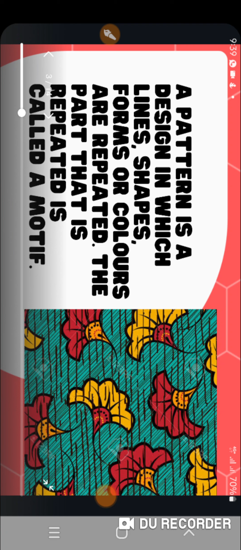A pattern is a design in which lines, shapes, forms, or colors are repeated on the surface. See that? Let's repeat this slide. It's just 7 slides. That means lines or colors or any other form of design are repeated several times. This word repeated is the major thing. And check it over here. This is a design which has a line, which has color. It is now being repeated.